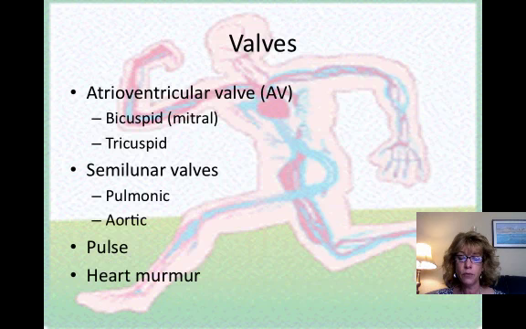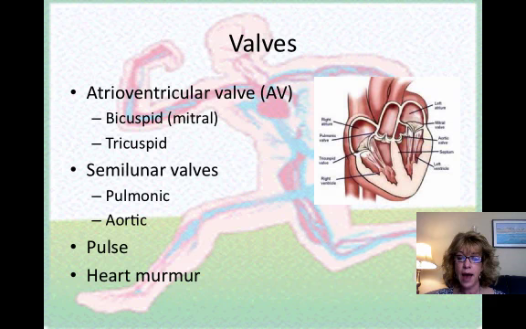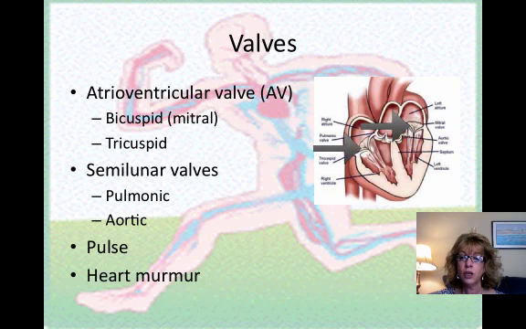Heart valves total 4. They are made of flaps of connective tissue. The AV, or atrioventricular valve, is between each atrium and ventricle. It is composed of strong fibers, and it prevents them from turning inside out. The two AV valves are the bicuspid, which is also called the mitral valve, and the tricuspid. Contraction of the ventricle creates pressure that closes the AV valve.